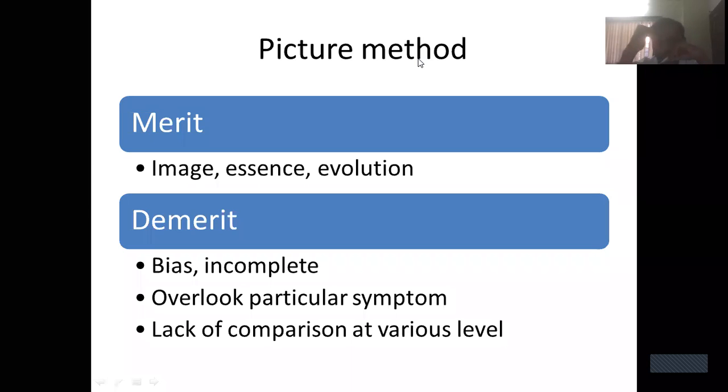So because of these two demerits, overlooking the particular symptom or lack of comparison at the various level, the necessity of one more method of study of materia medica arose, and that was the comparative method of study of homeopathic materia medica. That we will see. But before going to that comparative study of materia medica, just remember this demerit, as it has created the necessity of comparative method of study of homeopathic materia medica. For the time being, we just see the examples of this picture type of materia medica.